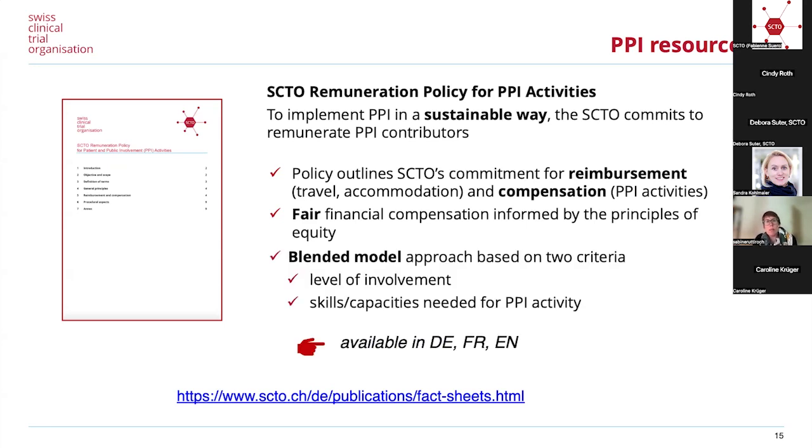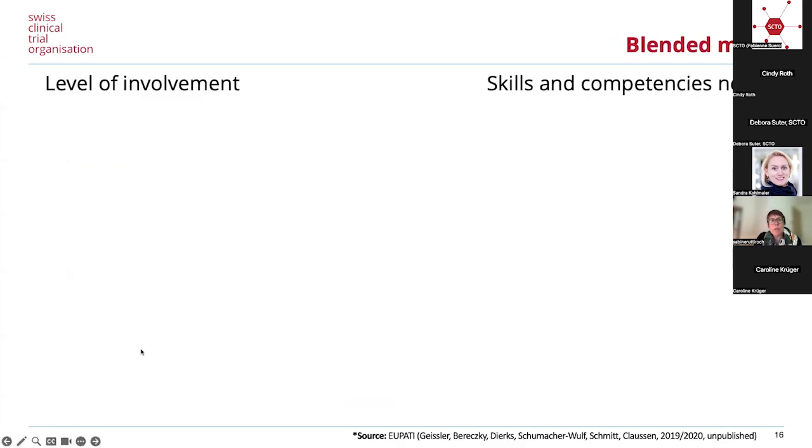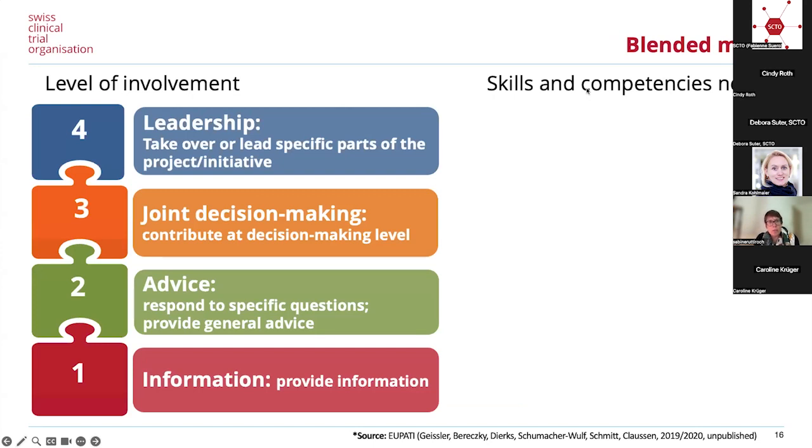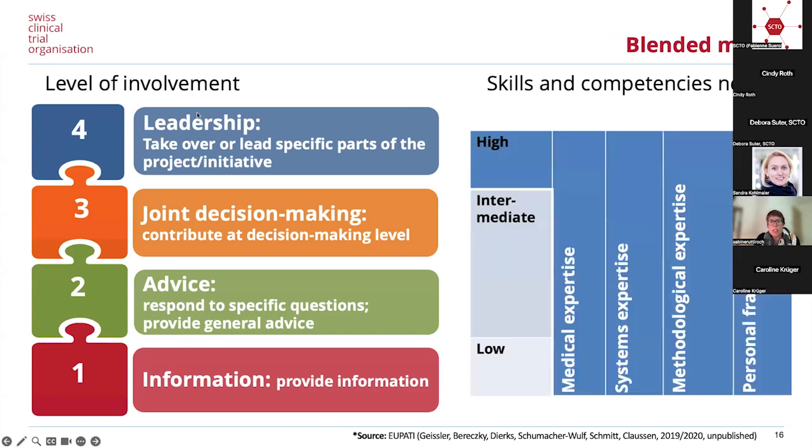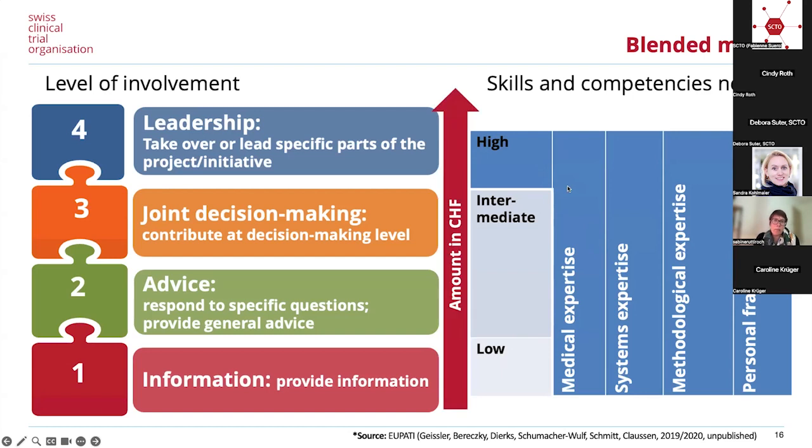The model that we use for this is a blended model that has also been developed by IICT, where it's really based on the level of involvement and the skills and competencies that are needed from your patients. So here it can start with information up to leadership, as well as the skills. It can be very low skills to very high, with some medical expertise. The remuneration will be higher for this type of skills and competencies.